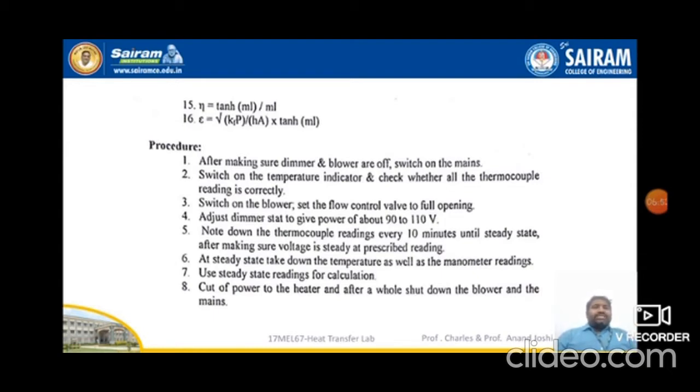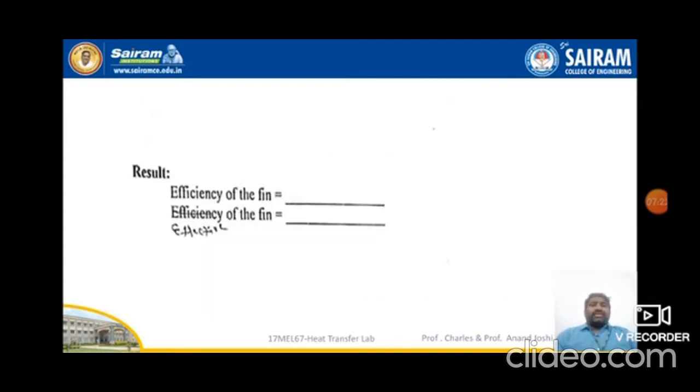Next, sixth, at steady state take down the thermocouple as well as the manometer readings, and use the steady state readings for the calculations. Where the values are steady, that value you have to consider for the calculation. Then cut off power to the heater, and after that shut down the blower, and the mains should be switched off. Okay, this is the procedure for conducting the experiment.